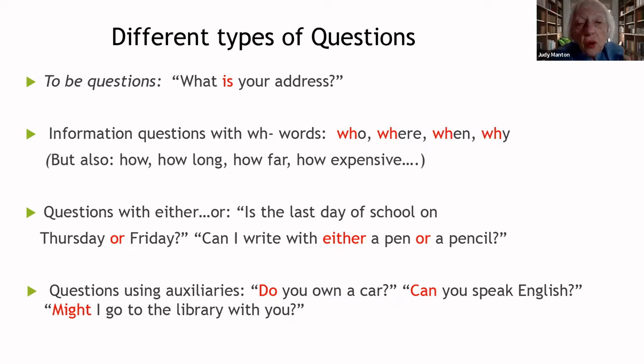Questions with either or. Is the last day of school on Thursday or Friday? Can I write with either a pen or a pencil? Now you notice the voice does not go up at the end of the sentence with these either or questions or the information questions. Questions with auxiliaries. Do you own a car? Can you speak English? Might I go to the library with you?